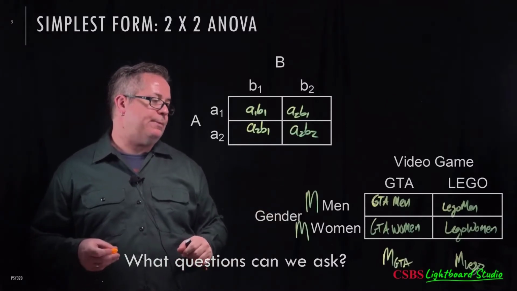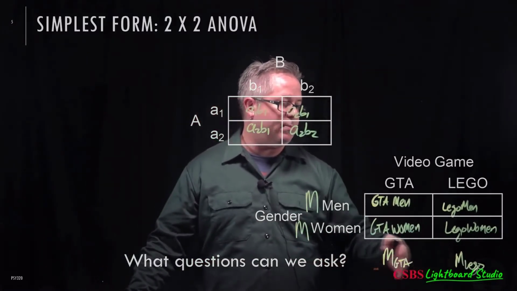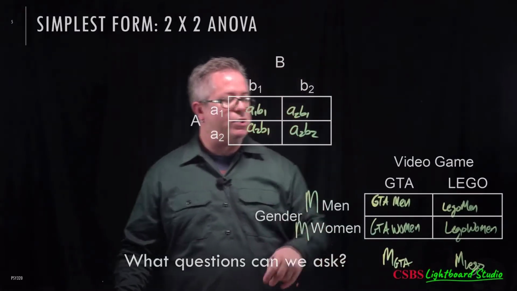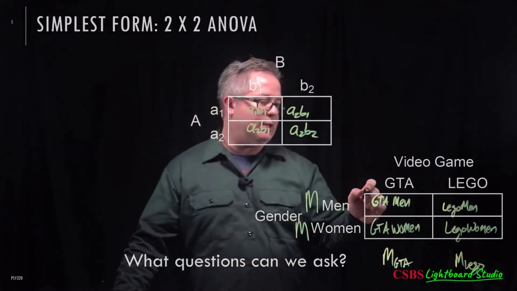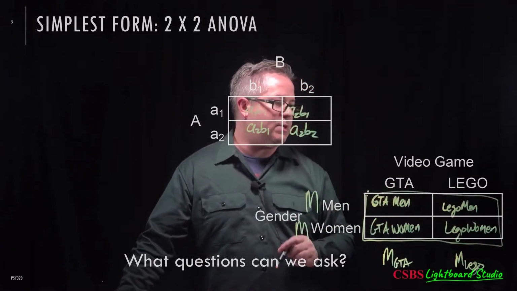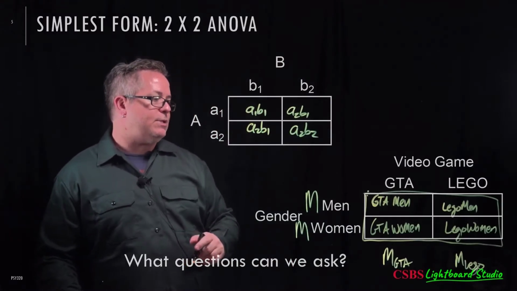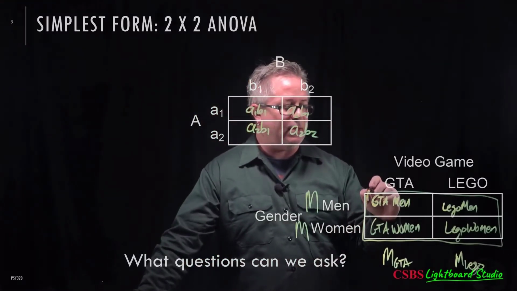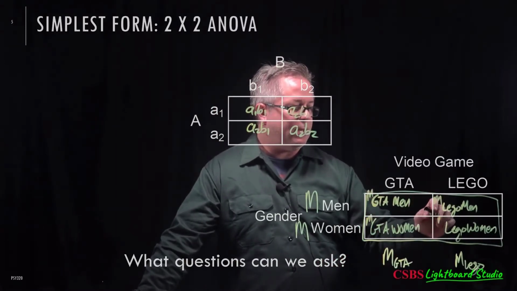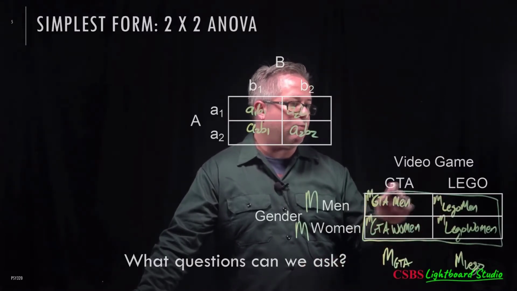We could stick to just that. Do just the means of video game, and then look separately at the means of the gender. But in here is where things get sort of more interesting, right? We actually have these combinations of gender and video game. So why not look at the means of each of those? We can actually then look at the mean for men playing GTA, the mean for women, the mean for Lego men, mean for Lego women, and actually compare those four means. Okay.